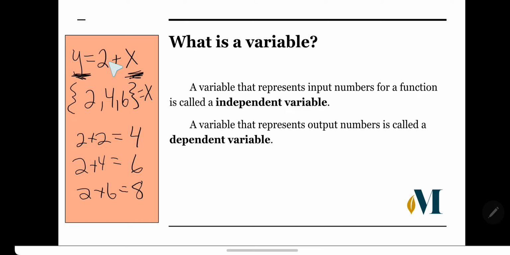All right, I kind of intertwined what a function is and what variables are, but you see here how the variables work together to form our functions.